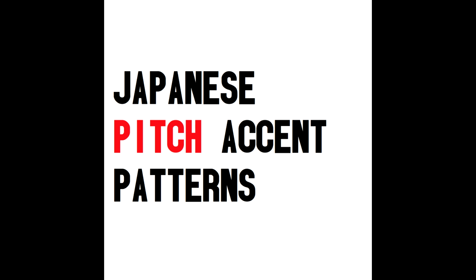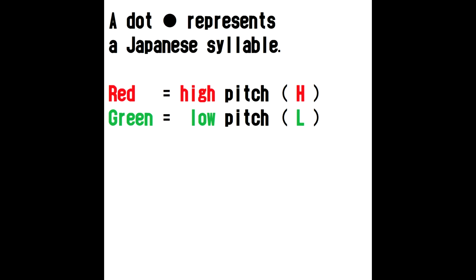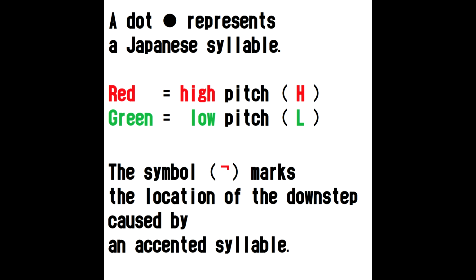This is going to be a video about Japanese pitch accent patterns. But before we go on, let's take a look at a key. A dot represents a Japanese syllable, red represents high pitch, green represents low pitch. Red will also be used for emphasis. The symbol shown here marks the location of the downstep caused by an accented syllable.